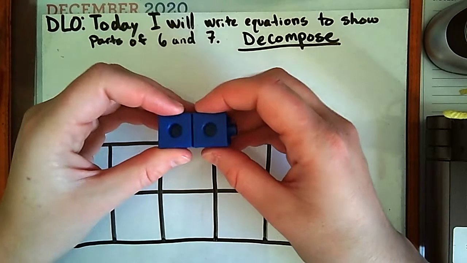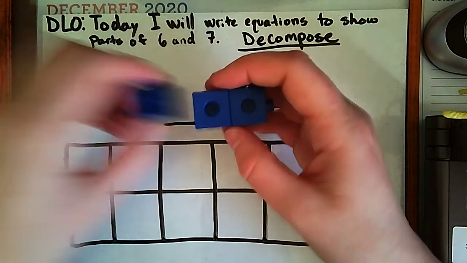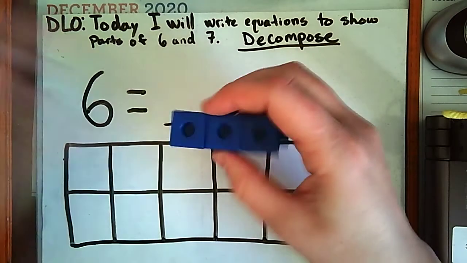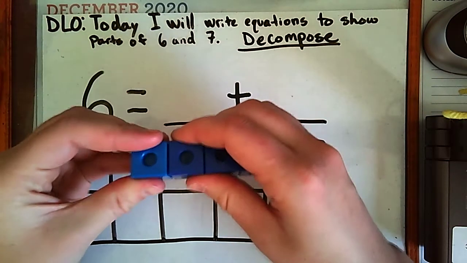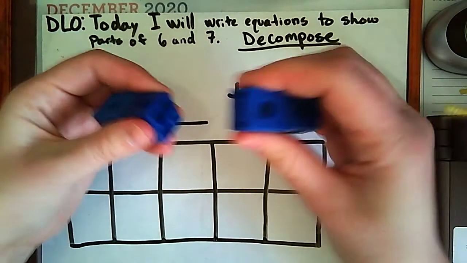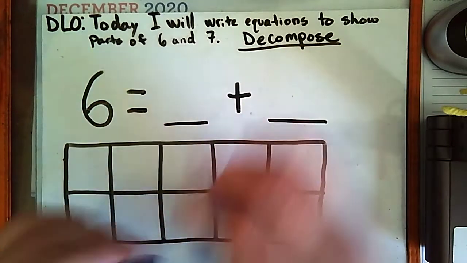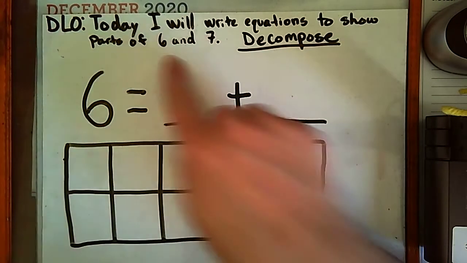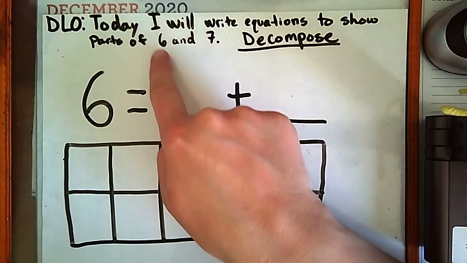So if you've ever seen a log in the forest and it's falling apart and there's moss on it and bugs on it, it's because the log is breaking apart. It's decomposing. That's just a comparison. All right, so today we're going to focus on decomposing 6 and 7.